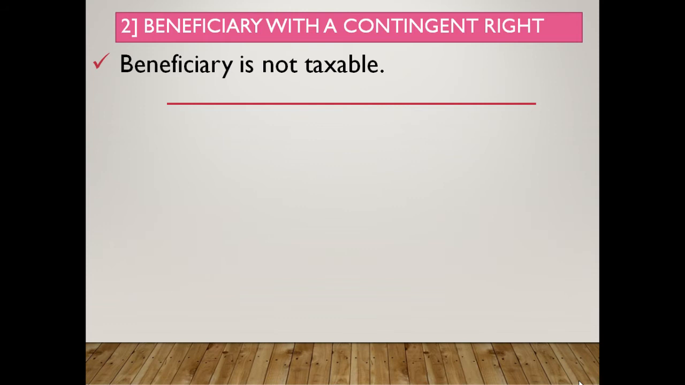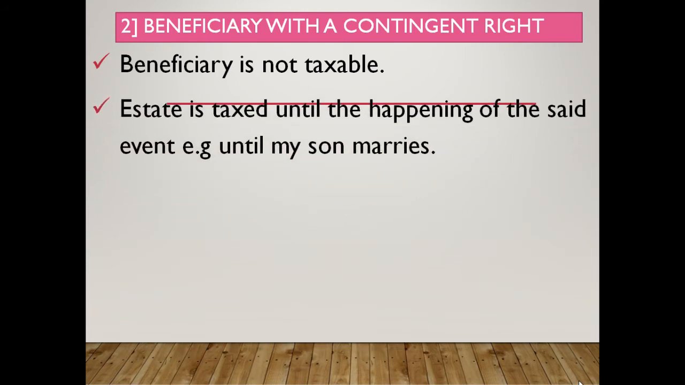Or it might say, until my son marries. There are chances that the son might not even marry, in which case no income will accrue to him. So we say the beneficiary is not taxed. Whatever income accrues to that asset, where the beneficiary has a contingent right, we cannot therefore tax that income in the hands of the beneficiary with a contingent right.